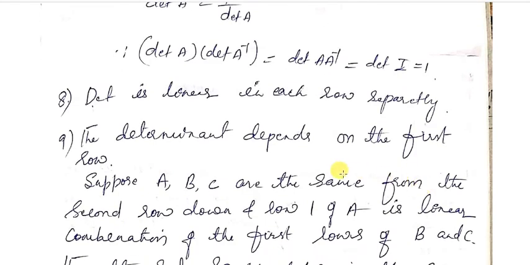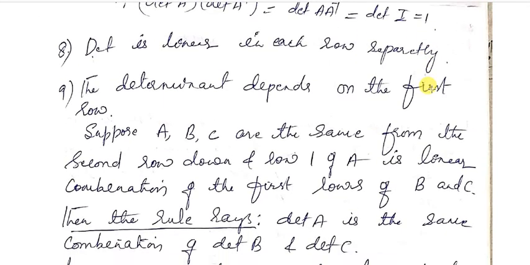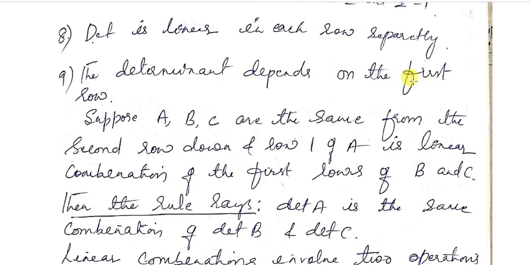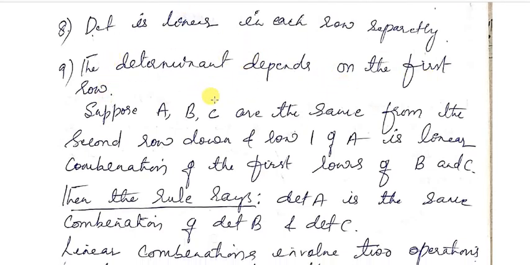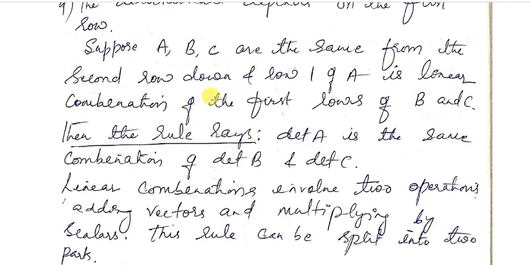So let us combine properties 8 and 9. So determinant is linear in each row separately. I will tell you the example. What do you mean by linear in each row separately? So the determinant depends on the first row. So here I have taken an example.